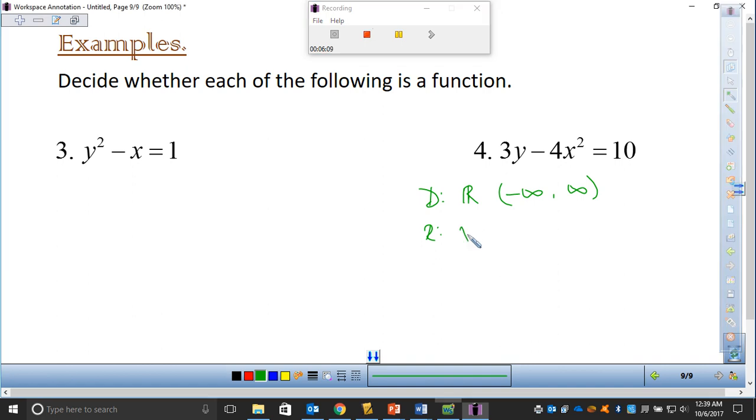So we could say the y values are going to be greater than or equal to 10/3. Or if I'm looking at this in interval notation, it would be 10/3 to infinity, including 10/3. So that's how we like to think about the domain and the range of both of those, looking at where they start, where the x values go to, where the y values go to, and so on.